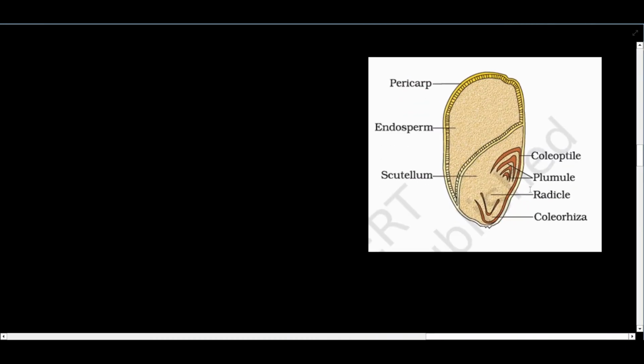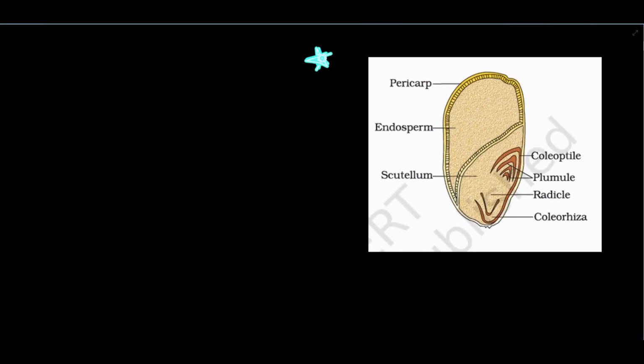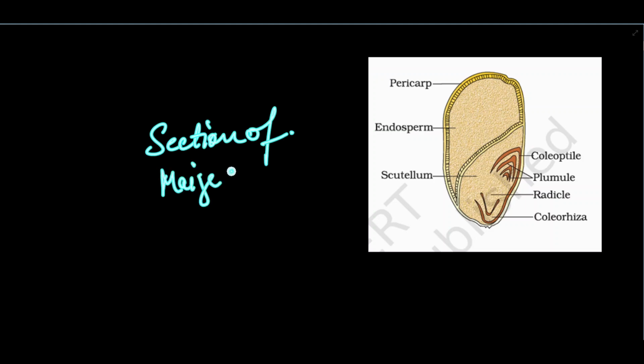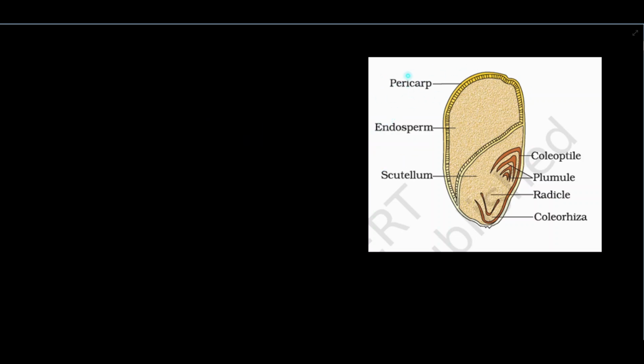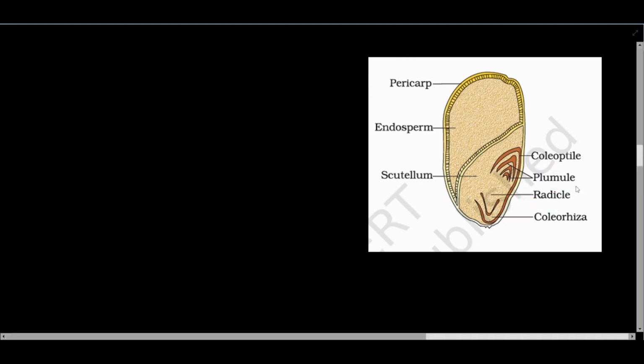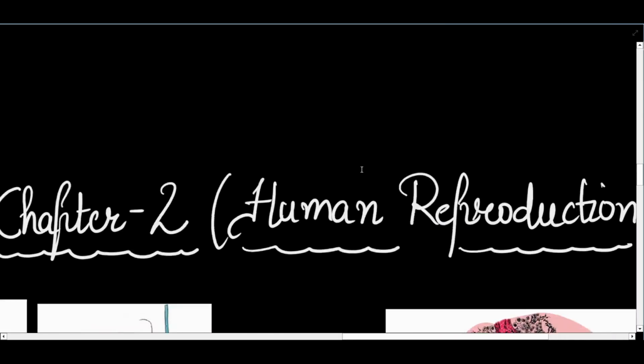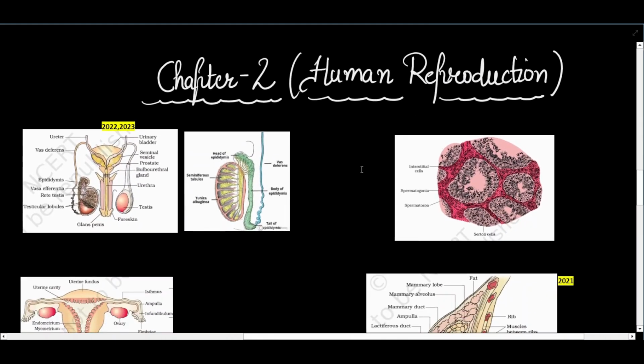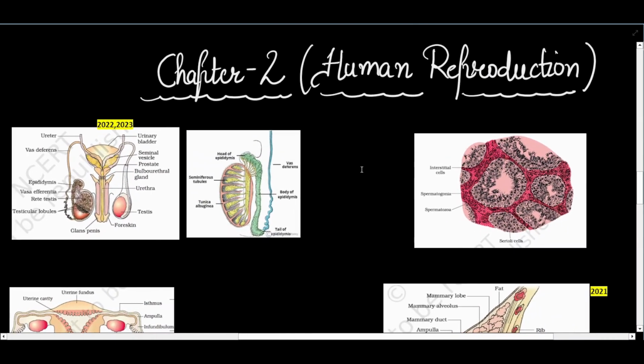The last very important structure of chapter number 1 is the section of maize seed. This structure is also important. Sometimes you have a question like the difference between pericarp and perisperm, or the difference between plumule and radicle. So you all have to know the structure as well as the function of each and every part. These all are the diagrams of chapter number 1.